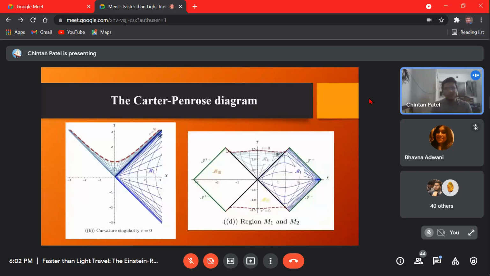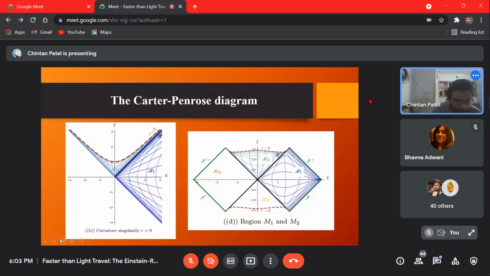So this is figure B, where it is written curvature singularity, R equals 0. This is the Penrose diagram. The region 1, M1, is defining our universe, basically our universe. This is a black hole, and the Kruskal-Szekeres coordinates are given in that way. It is a 45-degree path. You can see that this line is a 45-degree line.